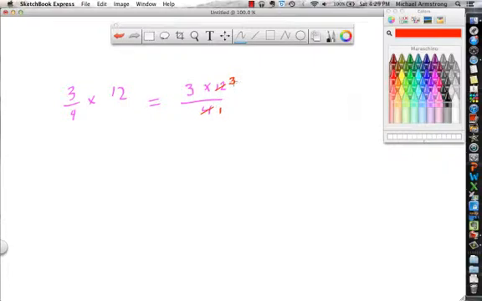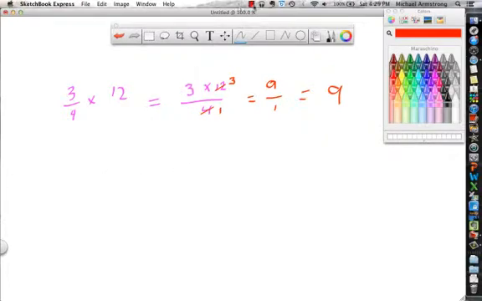So 12/4 is the same as 3 ones. And then when you multiply, 3 times 3 is 9. It's not 3. 3 times 3 is 9 over 1, which is the same as just 9. Okay, does that make sense? Alright, cool. That's really what we're doing over and over again.